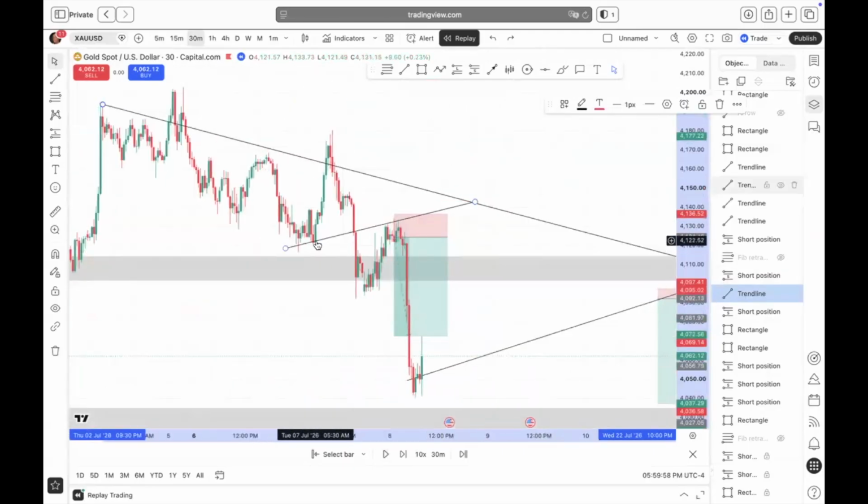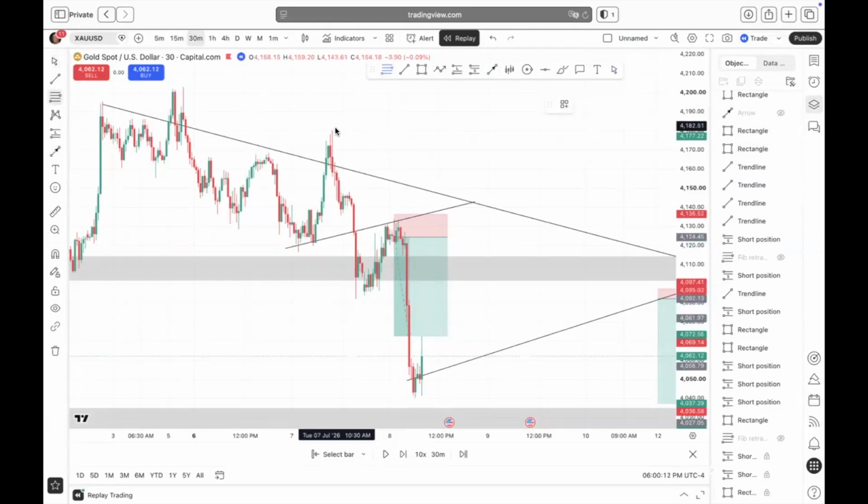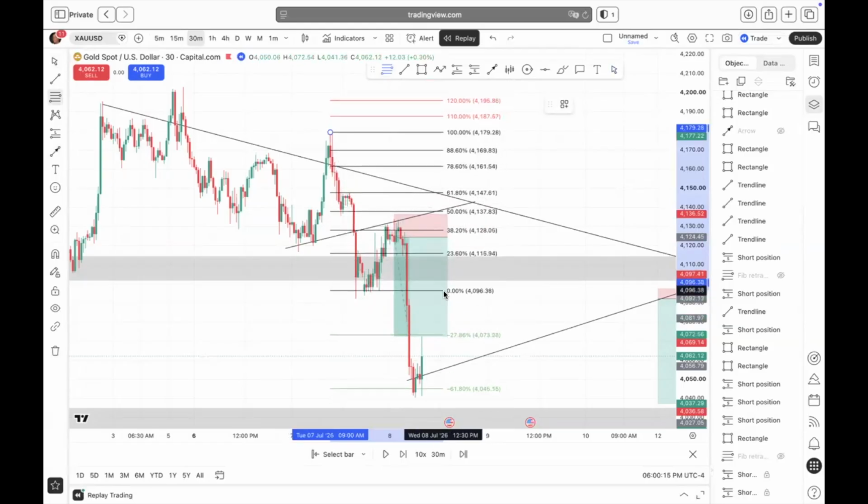So it was a test of support, a break, price coming back into that area, testing it as resistance. This is your lower high point. Put a fib on there, take it to your TP. So this was the fib. Okay, 27 is always my safest TP.